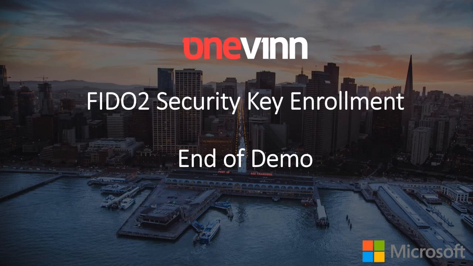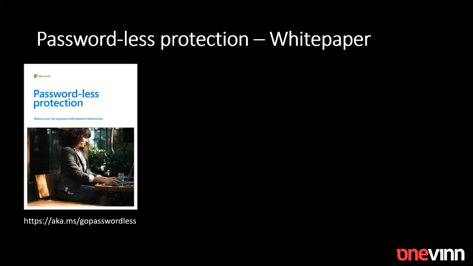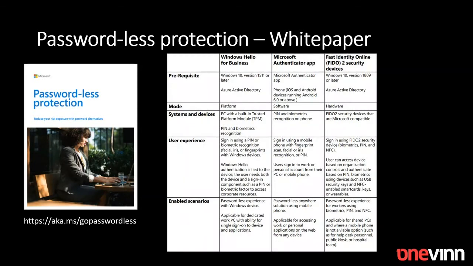Okay, so how do you get started on your passwordless journey here? Well, Microsoft actually has a white paper called Passwordless Protection. You can find it here. Go there, read it. Among other things, it includes a table where it discusses the three different solutions: Hello for Business, Authenticator app, and FIDO2. You can read through the prerequisites and experience and the scenarios that it enables and so on. So this is a good way to get started.